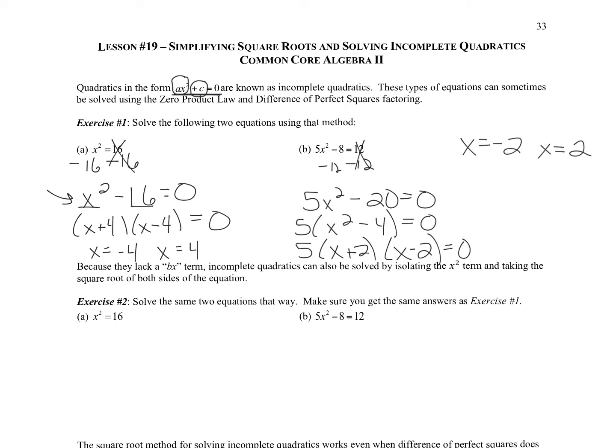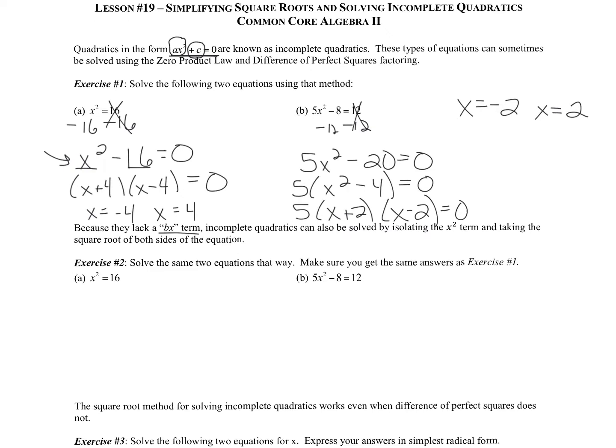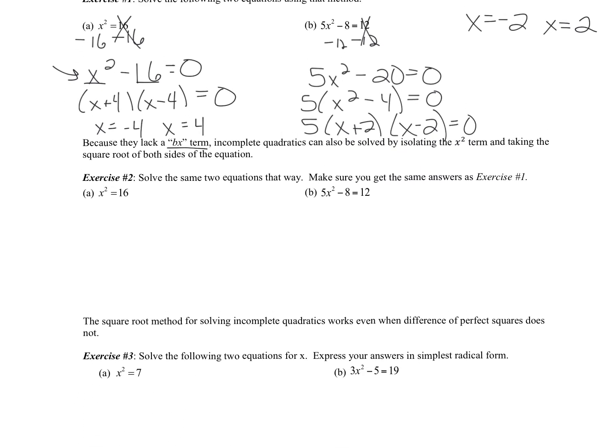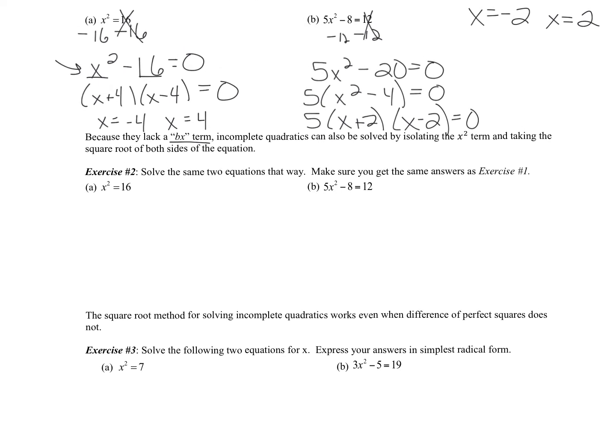So I get -2 and +2 as my answers. Now it says because they lack the bx term, incomplete quadratics can also be solved by isolating the x squared term and taking the square root of both sides of the equation. So instead of factoring, I can notice that in the first one, I'm actually set up and ready to go, and I can just take the square root of both sides of the equation.